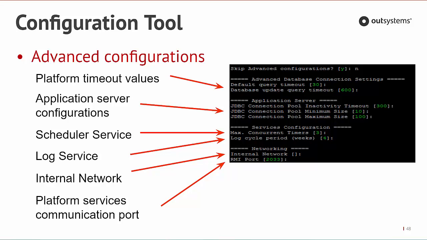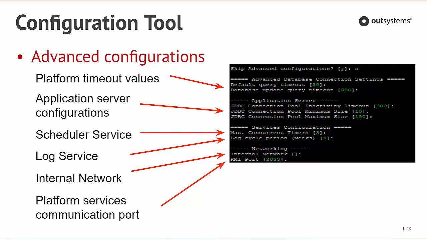The second one is the database update query timeout, and this controls the timeout of each individual statement run during data model updates when you one-click publish. Okay, so a good rule of thumb here is to keep this value about 20 times the value of the default query timeout. So in this case, that is 600 seconds. So the three next ones, the application server configurations. So an activity timeout, minimum size and maximum size. So these are used to control the time a connection is left in the pool without activity, the minimum number of connections available in the pool of connections, and the maximum number of connections.